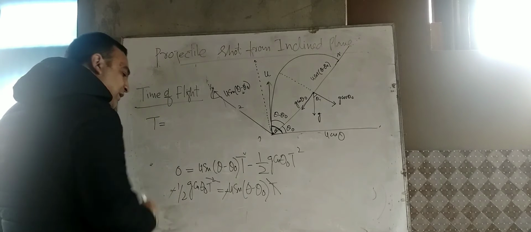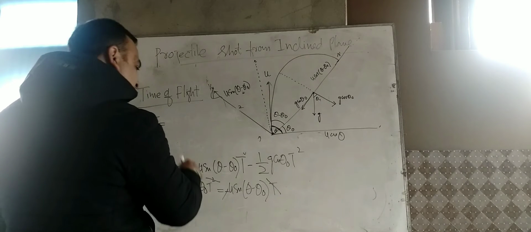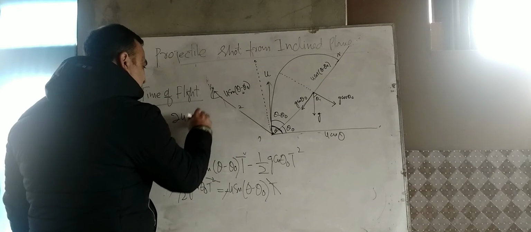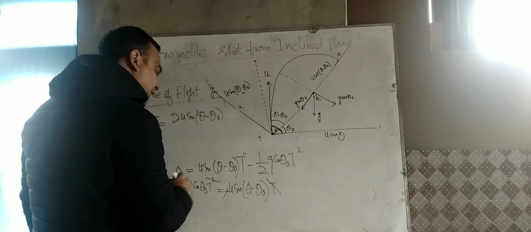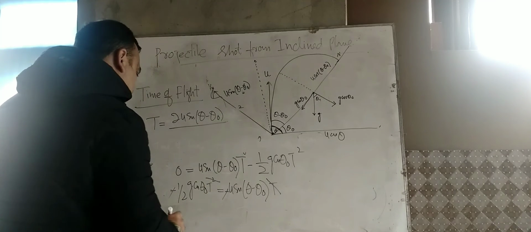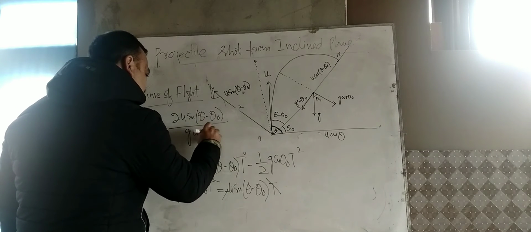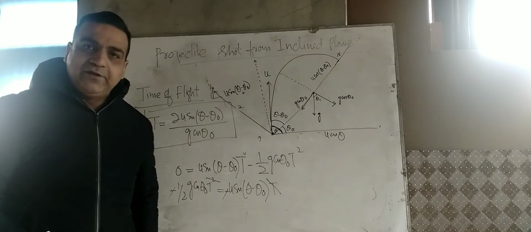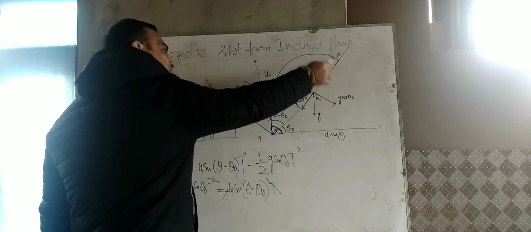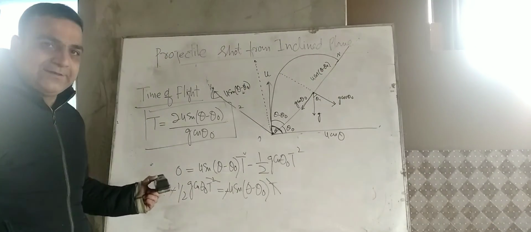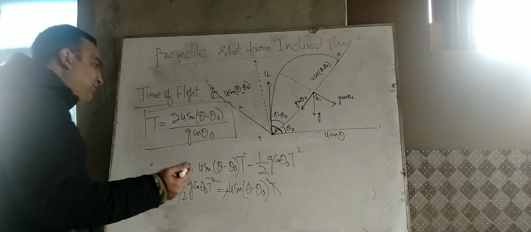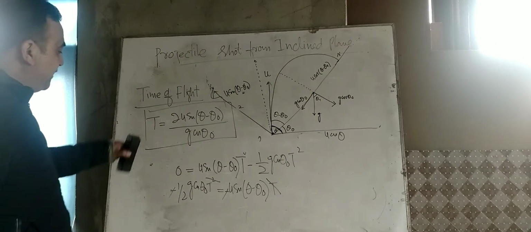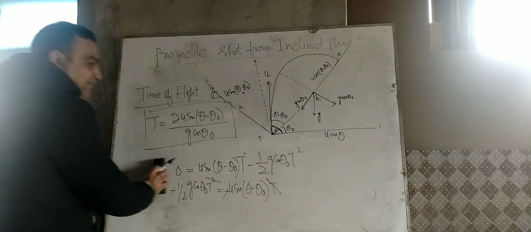So that time of flight will be, so T is here, 2 will go up, so it will be 2u sine theta minus theta naught divided by g cos theta naught. This is the required expression for calculation of time period. We can calculate the time period of the projectile, which of course is independent of mass, right? So two different masses shot with the same velocity from here will reach the same point because the time of flight is independent of mass.